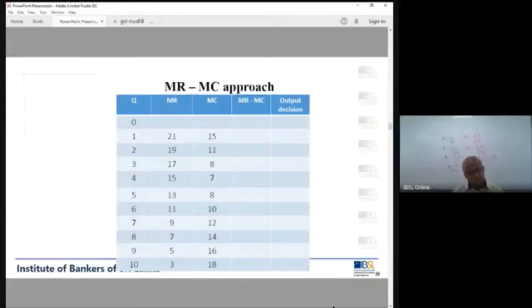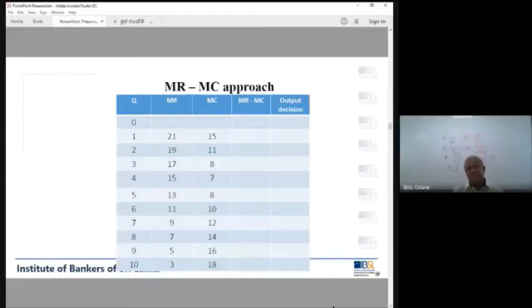Then MR minus MC. What is MR minus MC? Marginal profit. Take down that column. Marginal profit, not the total profit. By selling the 1st unit, how much could you earn? Marginal profit of the 1st unit. By selling the 2nd unit, how much could you earn? 19 minus 11, marginal profit. By selling the 3rd unit, how much could you earn? MR minus MC, 17 minus 8, marginal profit. Right? If you calculate, marginal profit decreases.